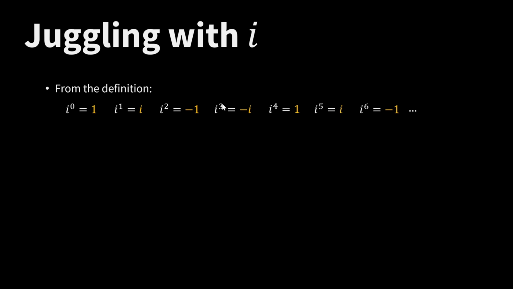i cubed is i squared times i. And since i squared is minus 1, we get minus i. i to the power of 4 is i to the power of 2 squared. i to the power of 2 is minus 1, so we get minus 1 times minus 1, which is 1. i to the power of 5 is i to the power of 4 times i, which is 1 times i, which is i. i to the power of 6 is i to the power of 4 times i squared, which is 1 times minus 1, which is minus 1. As you can see, we get a repeating sequence. 1, i, minus 1, minus i, 1, i, minus 1, minus i, and so on.